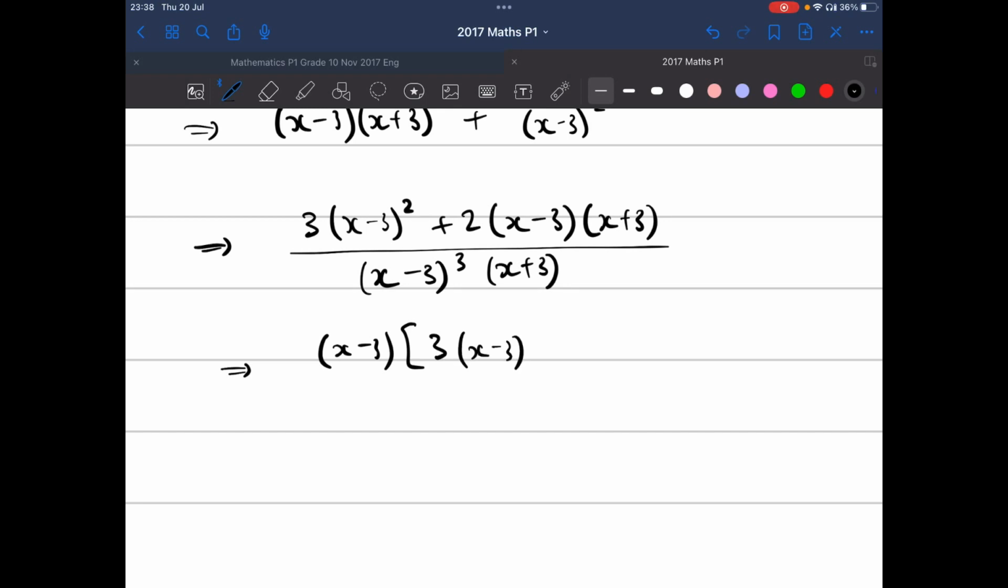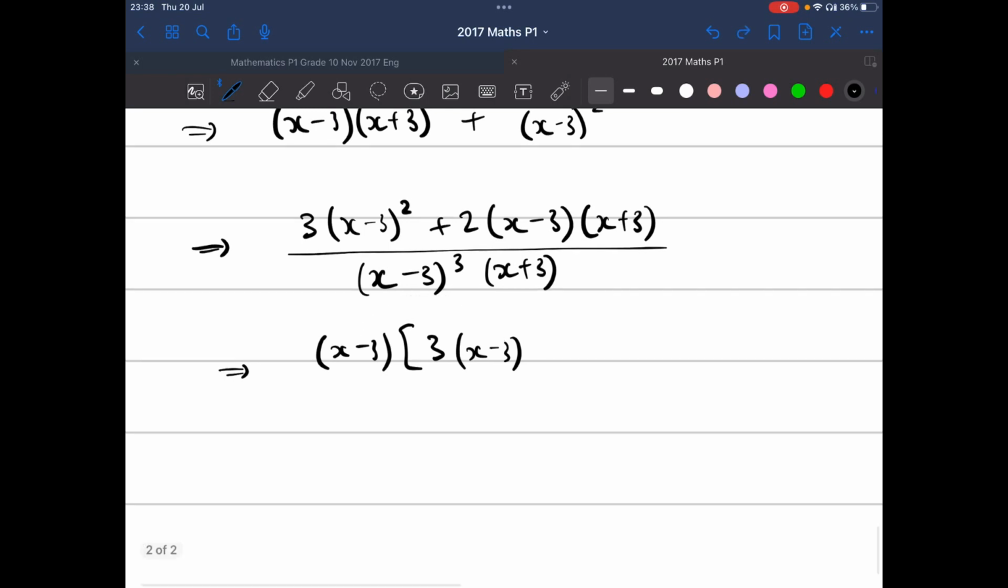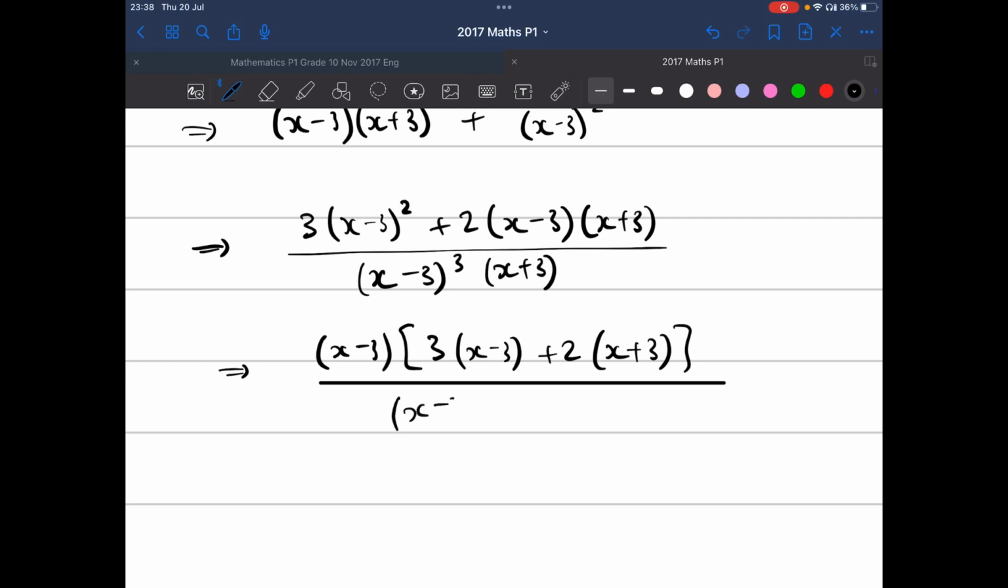Do you see how it's no more squared here? Because it needs to be multiplied out there. Okay, and then plus 2 times x plus 3. So we've now extracted that x minus 3 from each of those. Okay, close that bracket, and then we have x minus 3 cubed times x plus 3.